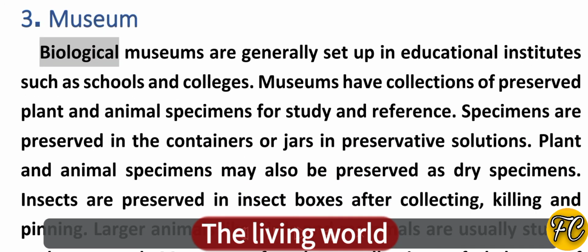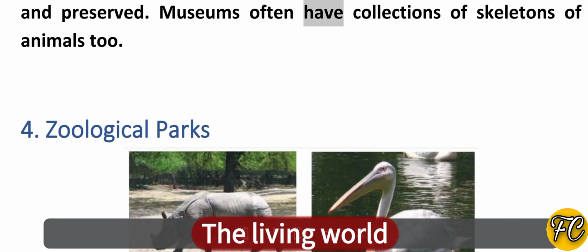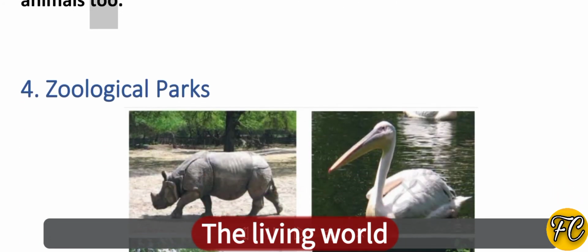3. Museum. Biological museums are generally set up in educational institutes such as schools and colleges. Museums have collections of preserved plant and animal specimens for study and reference. Specimens are preserved in the containers or jars in preservative solutions. Plant and animal specimens may also be preserved as dry specimens. Insects are preserved in insect boxes after collecting, killing and pinning. Larger animals like birds and mammals are usually stuffed and preserved. Museums often have collections of skeletons of animals too.